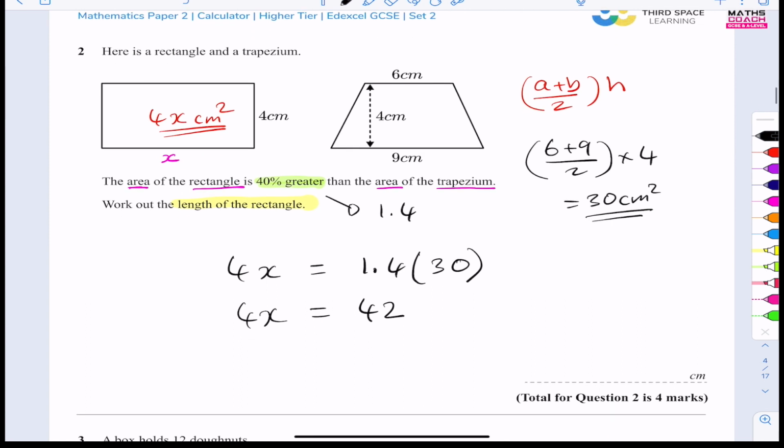So now we want to find out what x is. Remember, what is x referring to? Just a quick reminder, it's referring to the length right there. Okay, and the length of the rectangle is what we are trying to work out. So we are going to do x is equal to 42 divided by 4, and that gives us 10.5 centimeters. So that's the length of our rectangle.